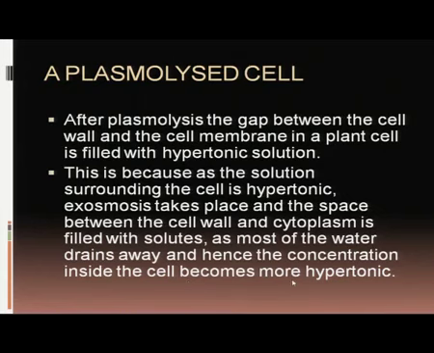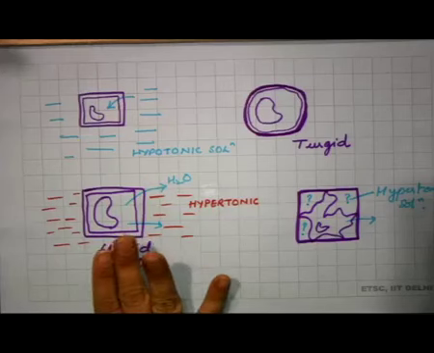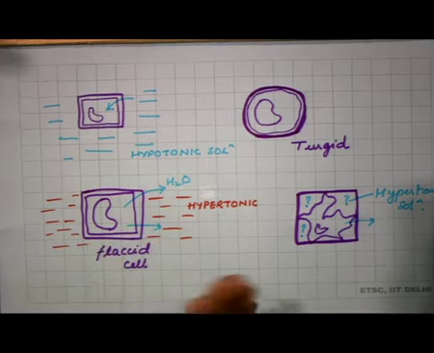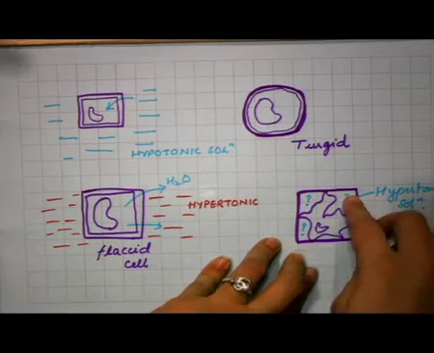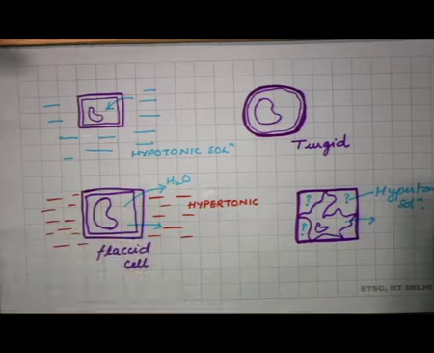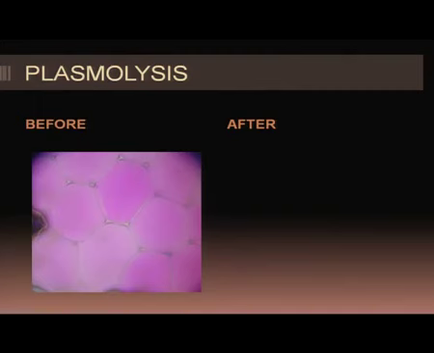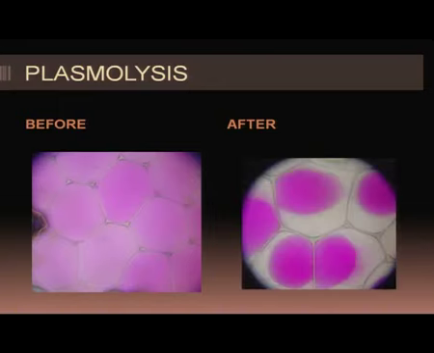So, a lot of solutes are present here, and as most of the water drains away, the concentration inside the cells becomes more hypertonic. Earlier, in the original flaccid cell, there must be some amount of solutes also, right? The solution was hypertonic, but the cell must be having its own solutes also. Now, these solutes remained behind while the water moved out. As a result, the places are now occupied by the solute and they are highly hypertonic. Okay. Moving on. So, this is a microscopic image of a cell before plasmolysis and after plasmolysis. You must have done practicals in your classes performing plasmolysis.